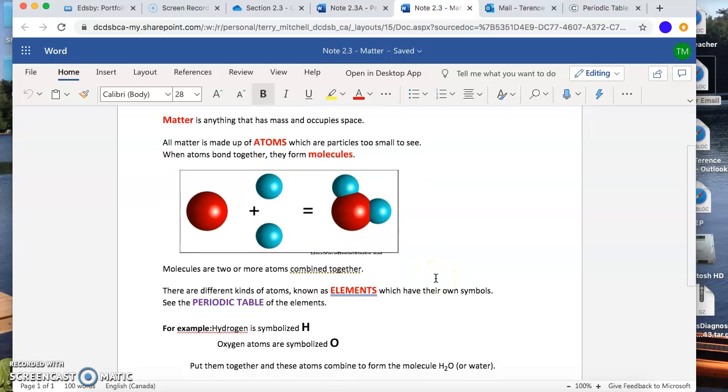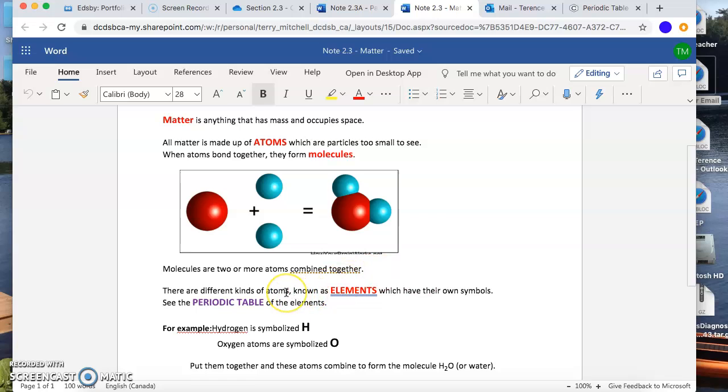Now molecules are two or more, as I said, atoms combined together. So in fact, the oxygen that you and I are breathing right now, it's actually a molecule. Oxygen in nature, you won't find just one on its own. It will always bond with a second one. So the oxygen that you and I are breathing in right now is an oxygen molecule. It's two oxygen atoms bonded together. And you are breathing out carbon dioxide. That would be one carbon atom and two oxygen atoms all bonded together to form a carbon dioxide molecule.